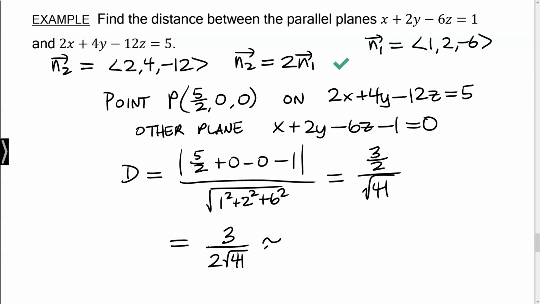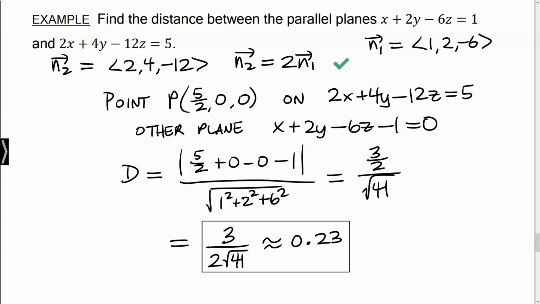And that is approximately 0.23. So hopefully you can see here how important it is to remember that formula for the distance between a point and a plane. We use it not only to find the distance between a point and a plane, it's also the easiest way to find the distance between a line and a plane and two parallel planes.